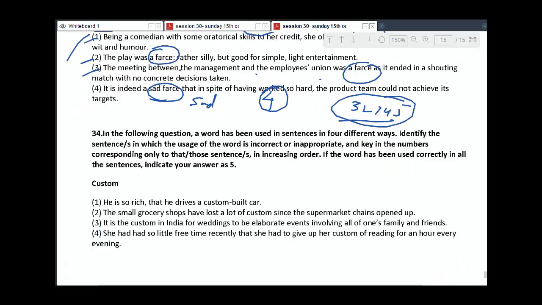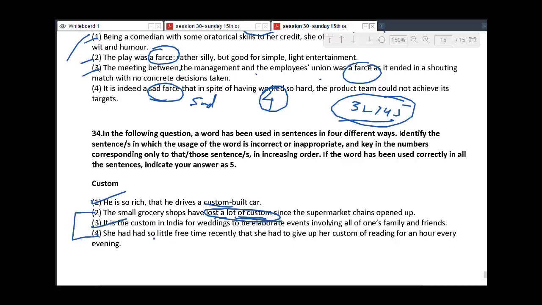So look at the next one. Now again the same thing. He is so rich that he drives a custom built car. It looks good. So this is again... The small grocery shops have lost a custom since supermarket chains. I don't know what it means. Have lost a lot of custom. It is the custom in India. So again, this is correct. So I get a feeling that 2 and 4 can be the answers.